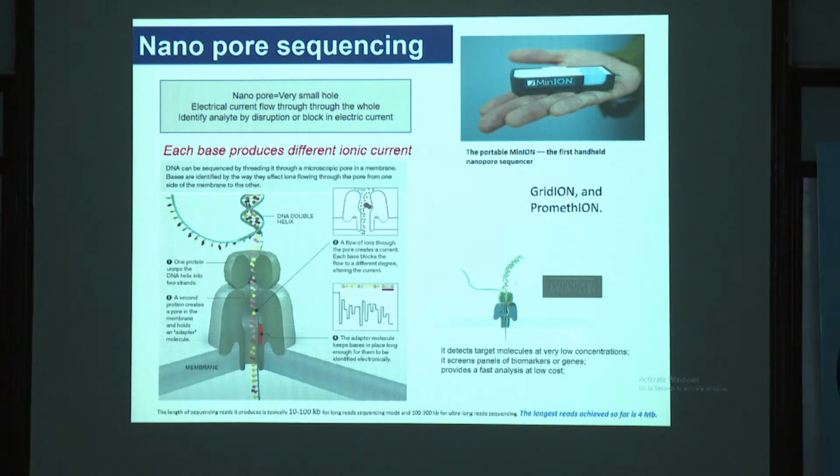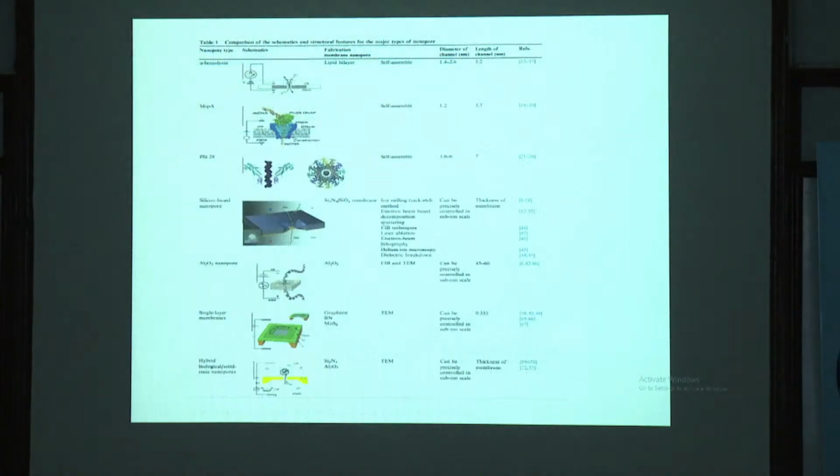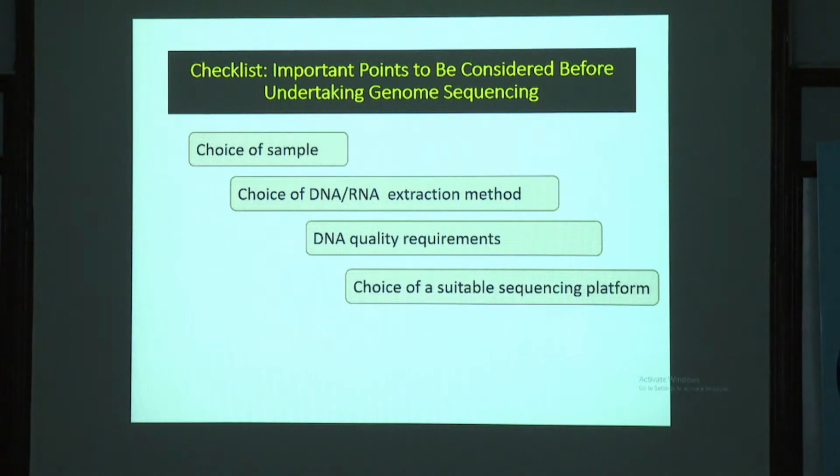Some are biological nanopores, like proteins, which are naturally in nanometer size, so they can be utilized. Other than that, we use artificial ones. Hybrid nanopores are there, and synthetic nanopores are there. So these are the different examples, and these are the important points which need to be considered before taking up any genome sequencing project. First, the choice of sample.